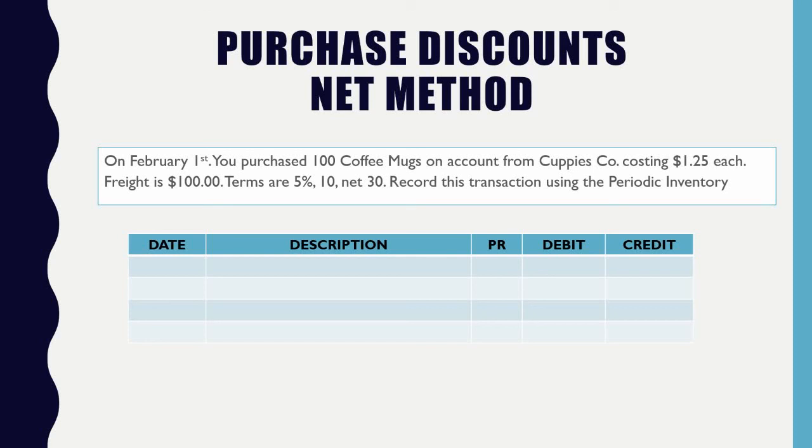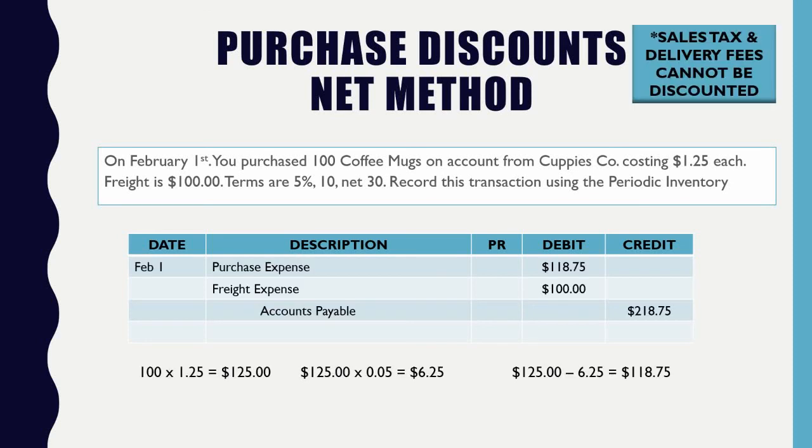Record the transaction. Because you're using the net method, your assumption is, don't worry, I will definitely pay within the first 10 days. So I'm going to record my discount now. I've already calculated the discount, right? I've already made the assumption that 100 times $1.25, which is my purchase price, and I'm going to subtract the discount immediately. I'm going to multiply by that 5% and subtract it out.